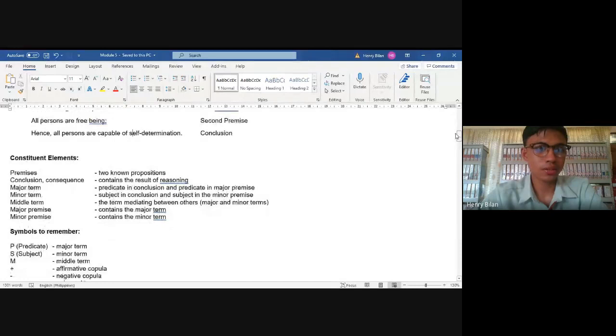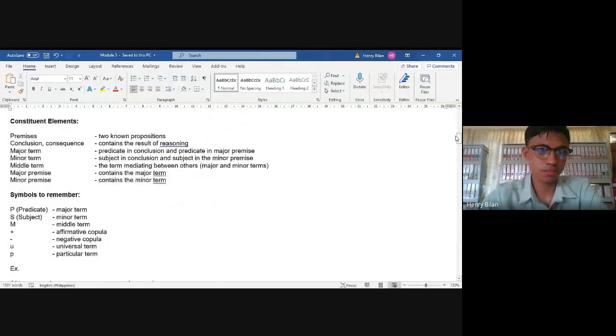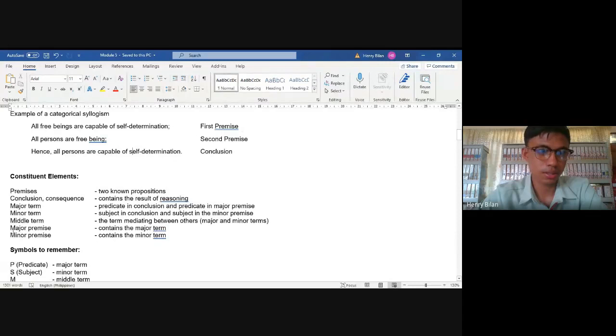Now let us understand the elements of syllogism. We have the premises. So nasabi ko na kanina, yung premises ay yung first and second premise. Yan. The two known propositions. Then we have the conclusion or the consequence. We say consequence because it is the result of the two propositions. So we have the conclusion.